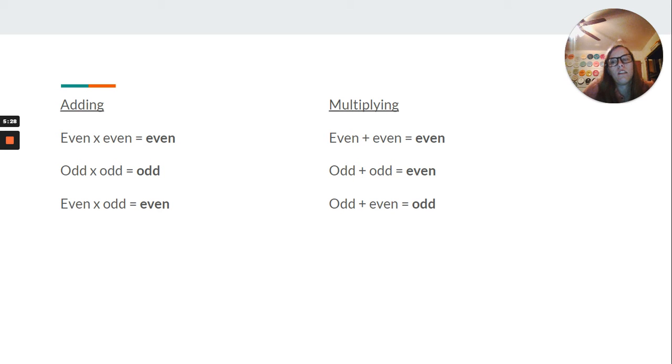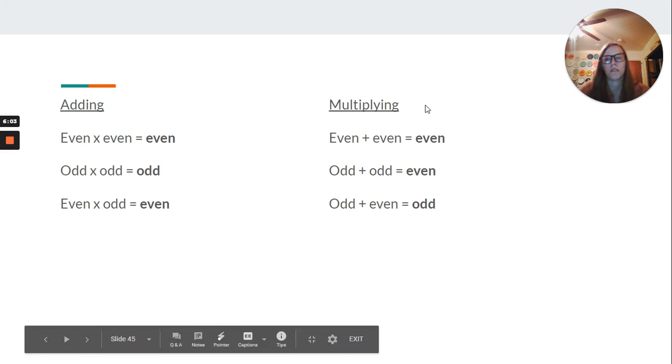Remember when you're adding, and it looks like I copied those backwards. But an even plus an even is going to be an even, an odd plus an odd is also an even. So we're looking over here now because I copy and pasted them incorrectly. So 7 plus 9 is 16, and then an odd plus an even is going to be an odd number. Now for multiplication, an even times an even is an even, an odd times an odd is an odd, and an even times an odd is an even. Okay, I apologize for that miscommunication.